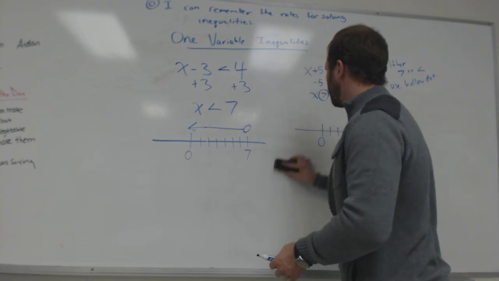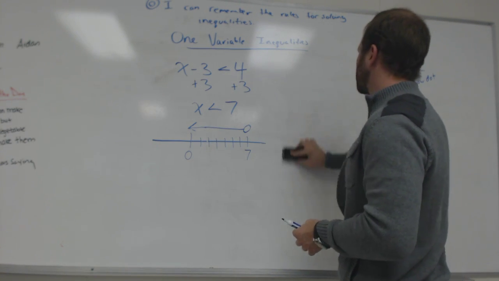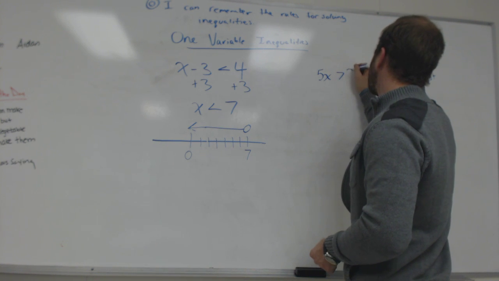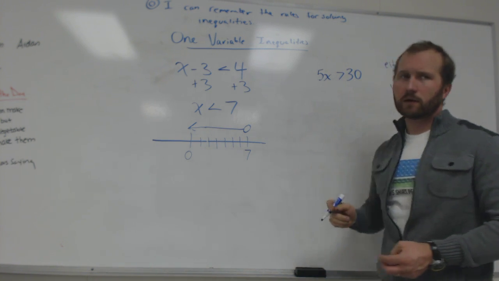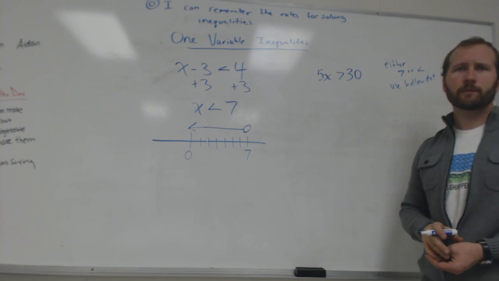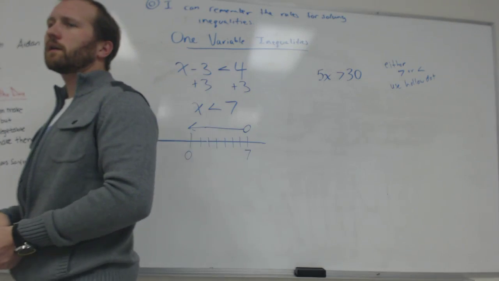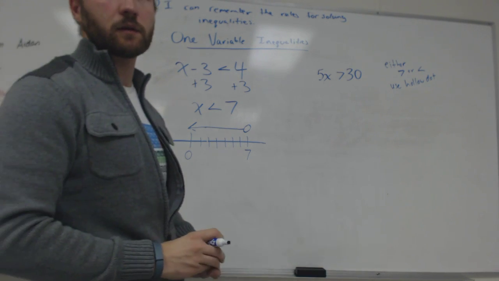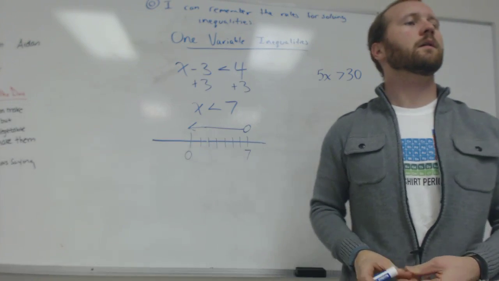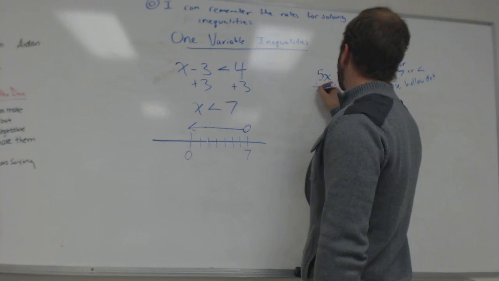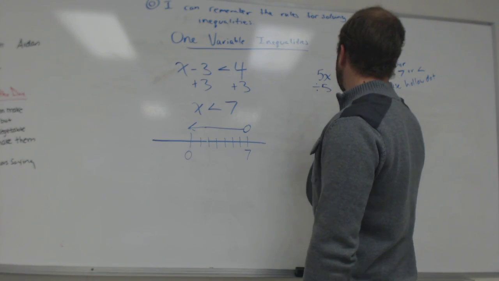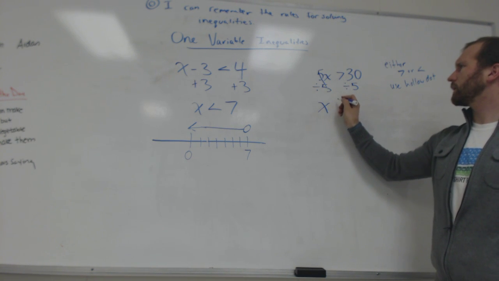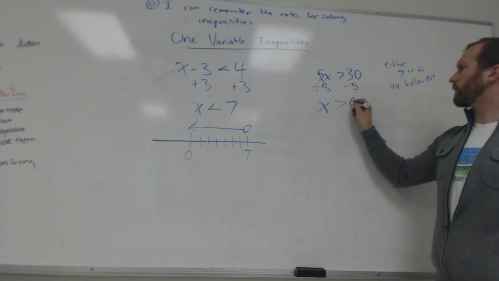All right, let's do another one. 5x is greater than 30. How would you solve that? 5x is greater than 30. How would you solve it if it were an equality? Divide both sides by 5. Exactly. I'm going to divide both sides by 5. 5x divided by 5 is just x. Greater than 30 divided by 5 is 6.